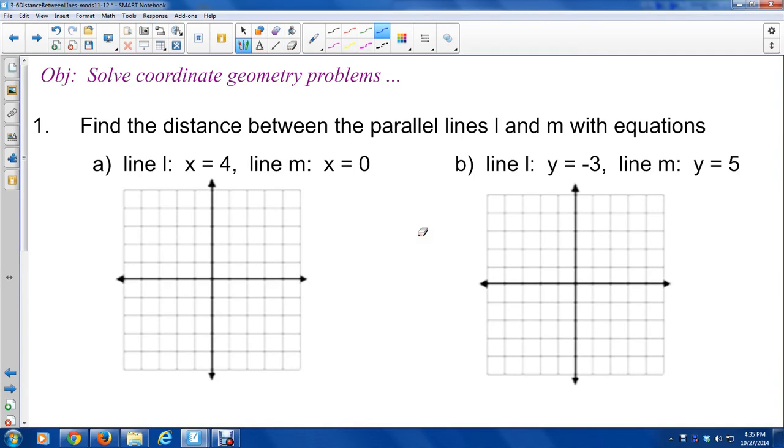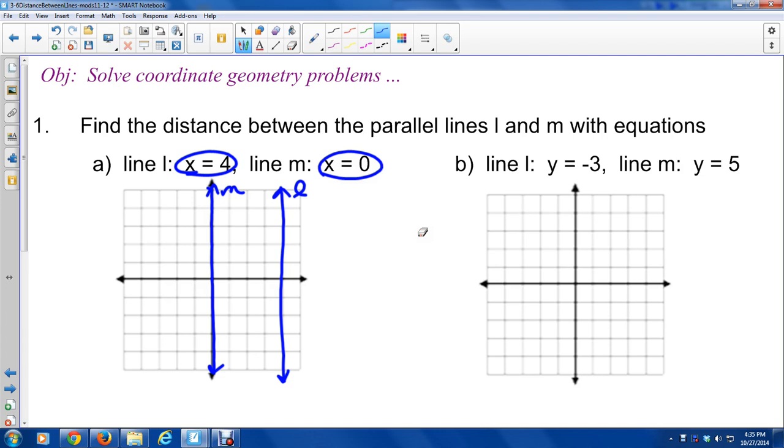So starting off, I'm going to graph line L and line M, both x equals equations. Hopefully you're remembering that x equals 4 or x equals any number is going to be a vertical line. So I'm right here on x equals 4, slope is undefined, and then I've got x equals 0, which is actually your y-axis. So I should do a little labeling here. That's line L, that's line M. And I'm supposed to find the distance between the two lines.